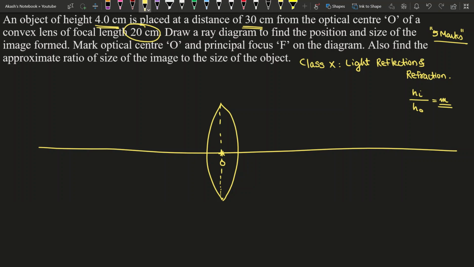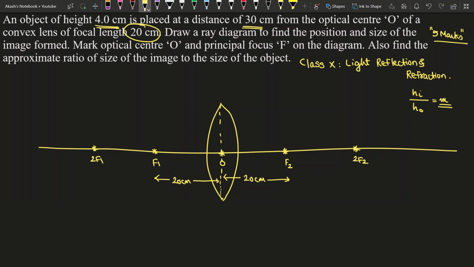Now they're telling that the focal length is 20 centimeter. So let it be here. Let it be F2. So this is at 20 centimeter. Since it is symmetrical, we can do it on the other side also. This is F1. This is also at 20 centimeter. If F2 is at 20 centimeter, F1 is also 20 centimeter. Obviously, 2F2 will be at 40 centimeter. Here you will be having 2F1.